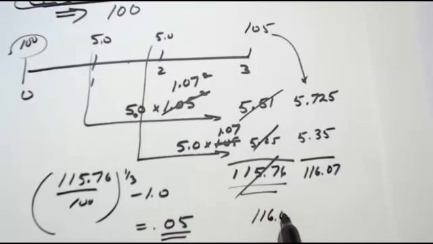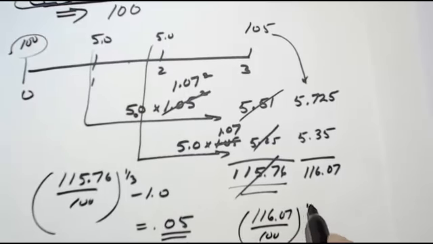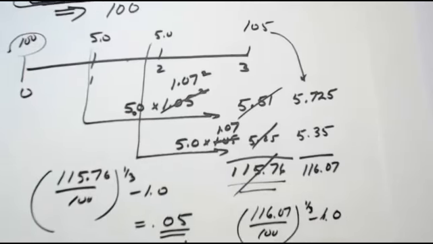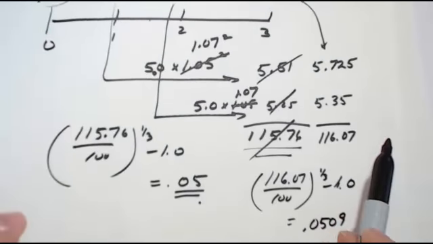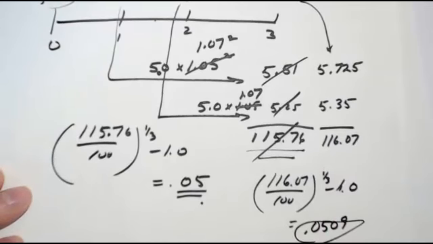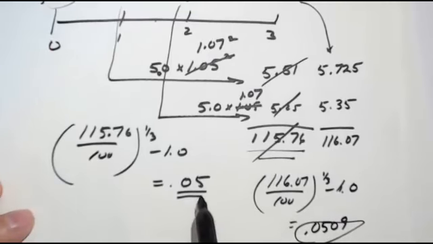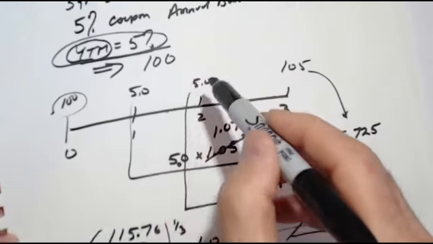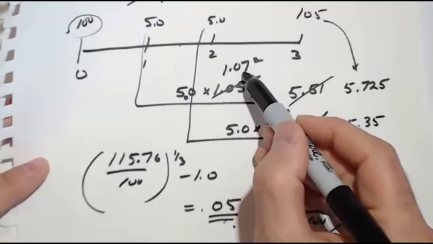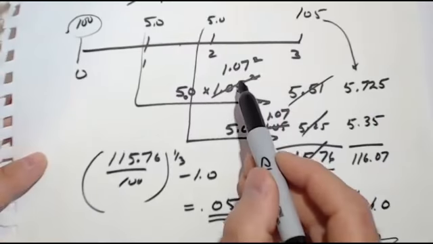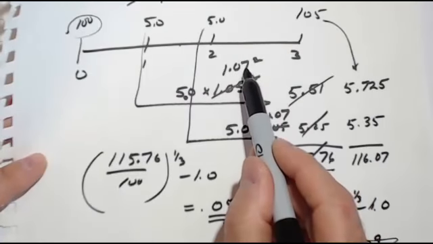So 116.07 divided by 100, taken to the one-third power, minus 1, gives me 0.0509. Therefore, you can see that if interest rates went up in this case to 7%, I would earn a yield slightly greater than the yield to maturity that I bought it at, 5%. Now, had interest rates fallen, let's say interest rates fell to 2%.